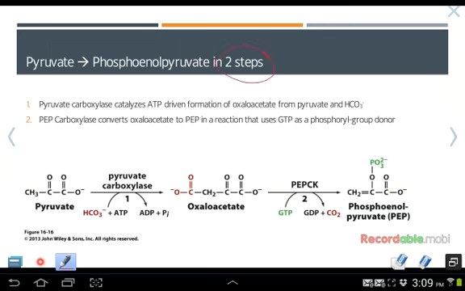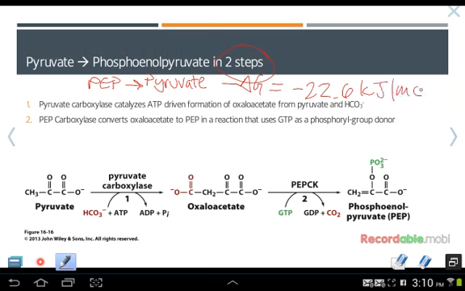And the reason is because going from PEP to pyruvate in glycolysis generated a large negative delta G. I believe it was about negative overall. Oh, it's in here in the book. Yeah, so it's about negative 22.6 kilojoules per mole. And so we went from a very high energy yielding molecule to a very low energy molecule.